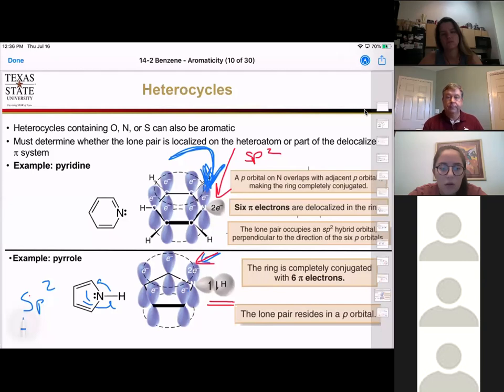Yes. Okay, yeah, that makes sense because it adds up to 5, right? Because it's got 2 on the outside and then 1 in the p orbital, and then 2 are bonded. Yes. Okay.